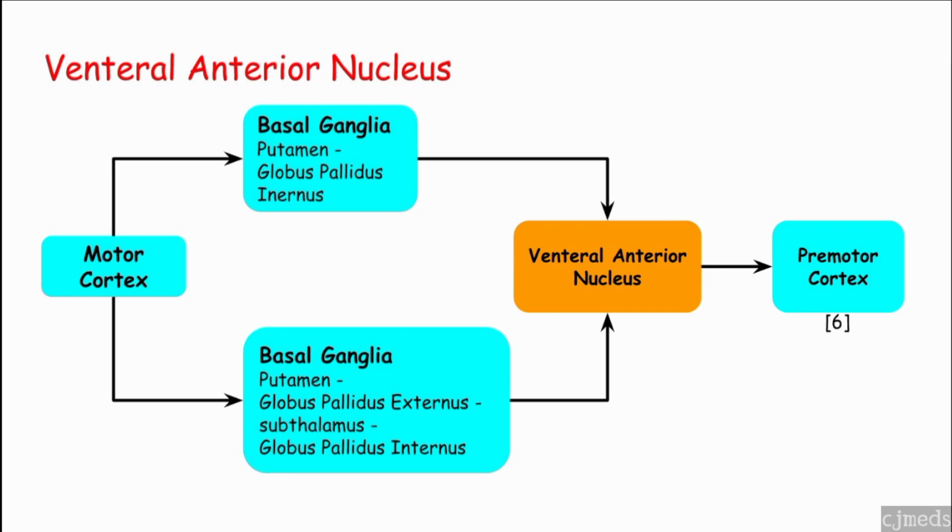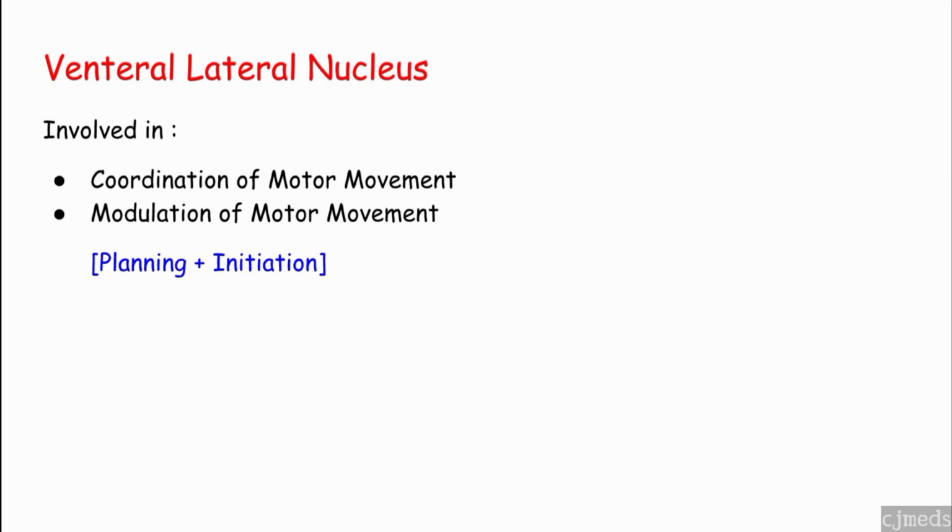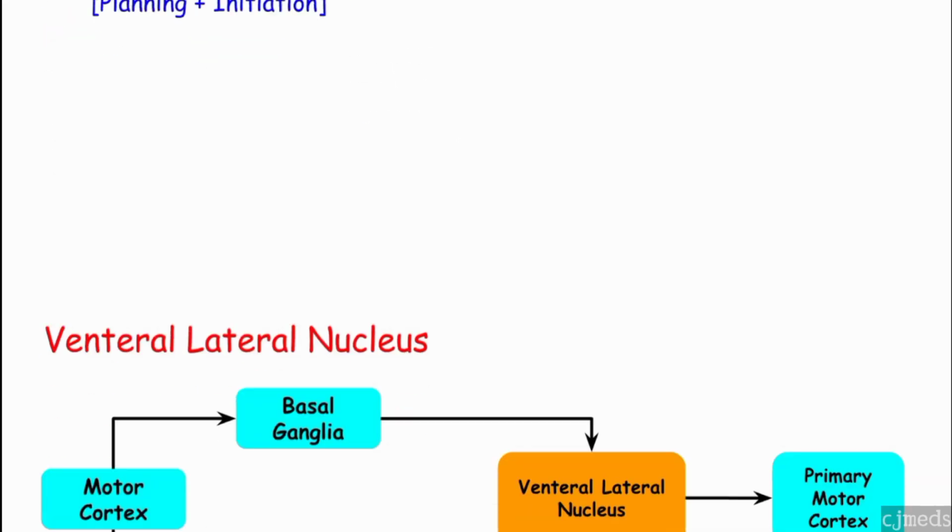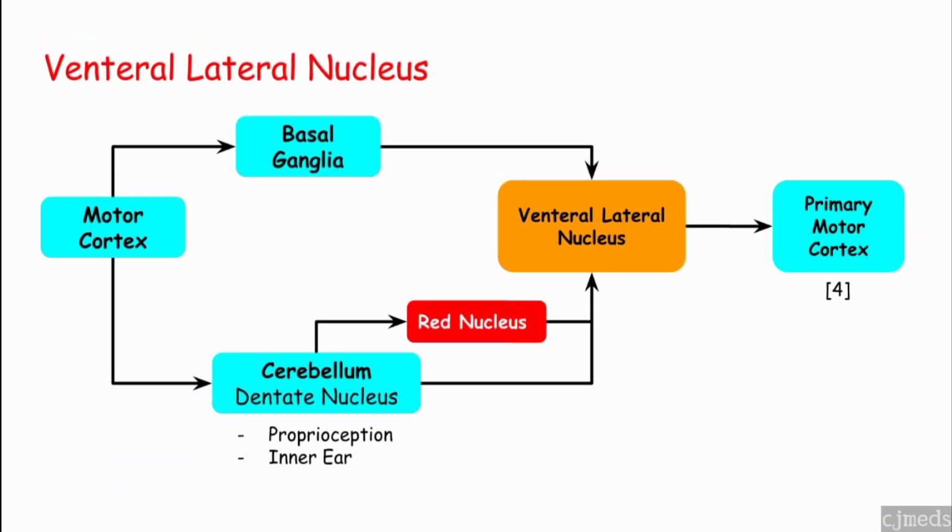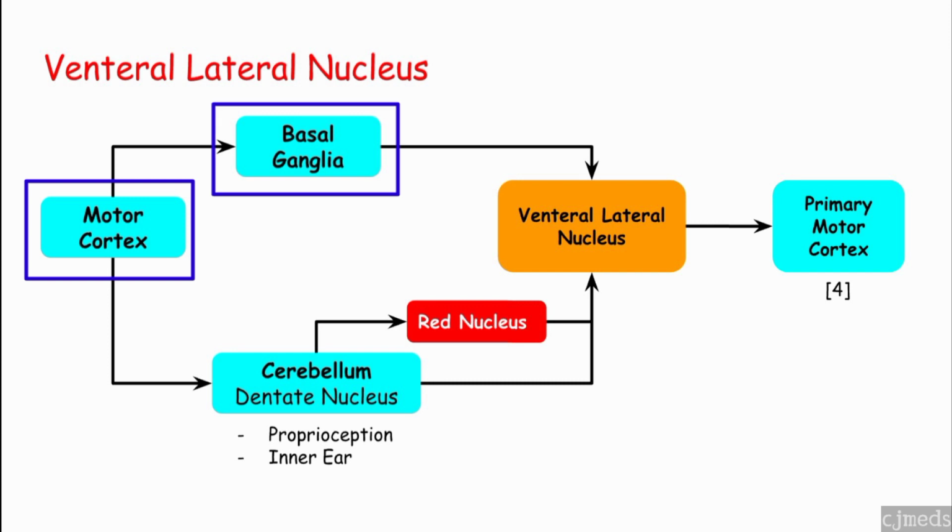Now we are left with the last nucleus called the ventral lateral nucleus. Remember that the ventral lateral nucleus has two types of function. One, that it plays a role in coordination of motor movements, and second, modulation of motor movements, particularly the planning and initiation of the movement. There are two inputs coming to the ventral lateral nucleus. So the motor cortex sends its motor plan to the basal ganglia, which then send it to the ventral lateral nucleus by doing some modulation, by decreasing it or amplifying it. We already discussed this in the previous nucleus.